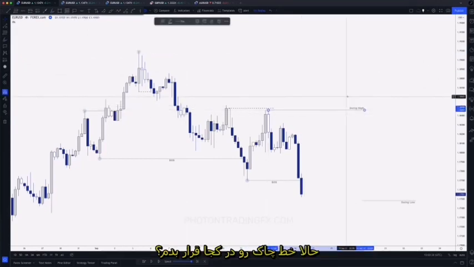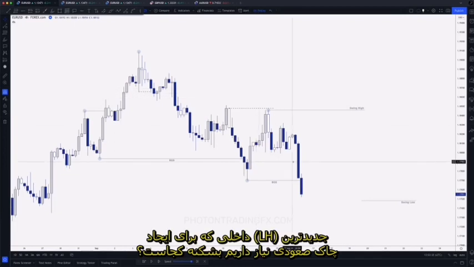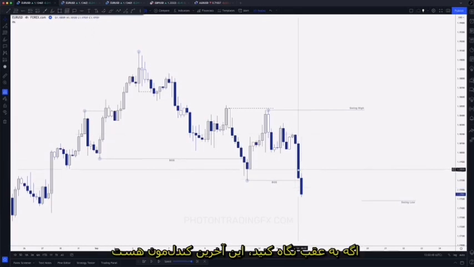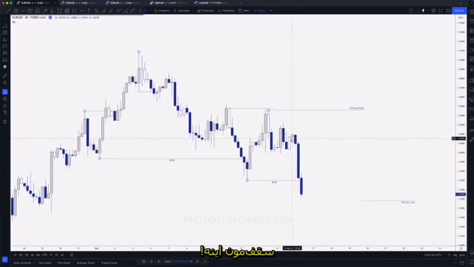Now, where do I move the trend line to? Where is the most recent internal lower high that I would need to see broken for there to be a bullish change of character? It's this high here, okay? Because if you look back, that's the last candle. This is the high.